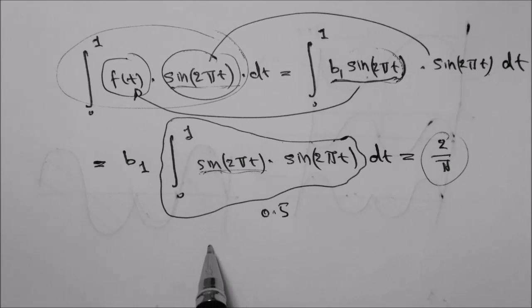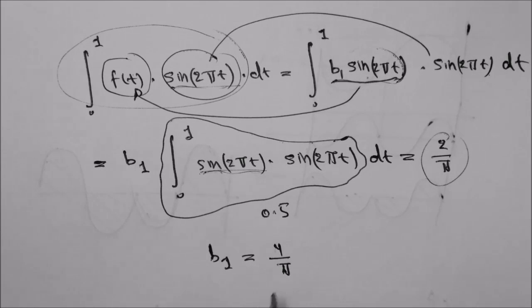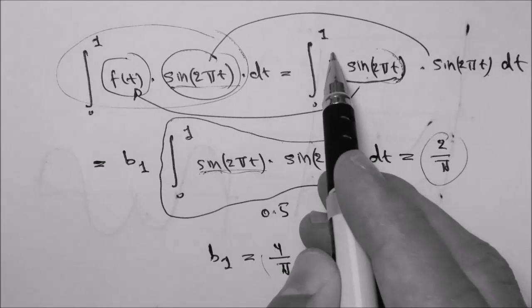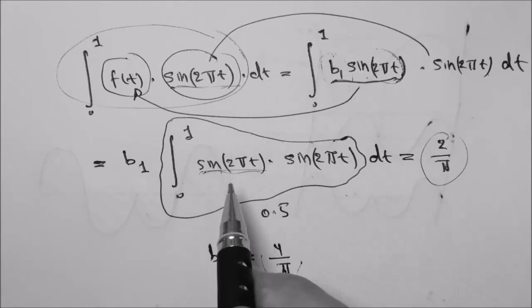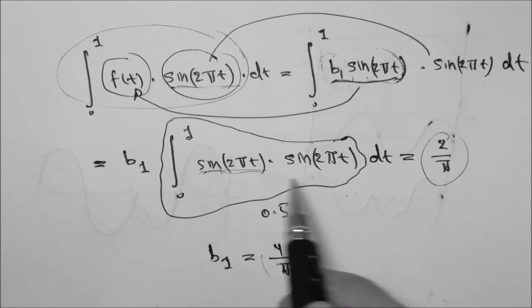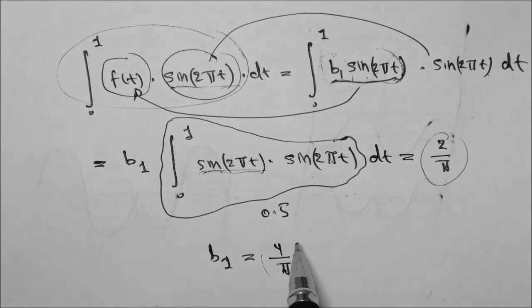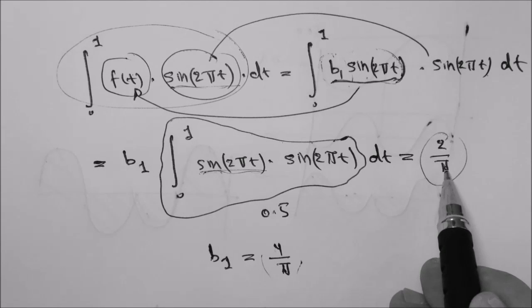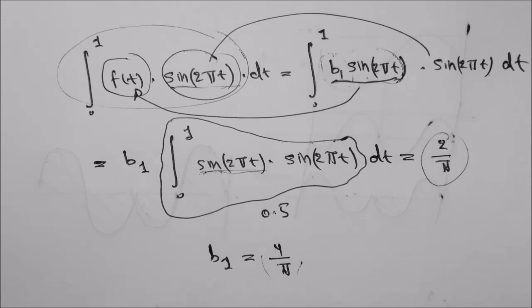So this means that B1 is 4 over pi. So this is the magnitude of the 1 Hz component inside f of t. You can understand it as follows. Now, if the magnitude of the 1 Hz component inside f of t was 1, that means B1 equals 1, we'd find the result of integration appeared to be 0.5. However, we found it appeared to be 2 over pi. This means that B1 equals 4 over pi.